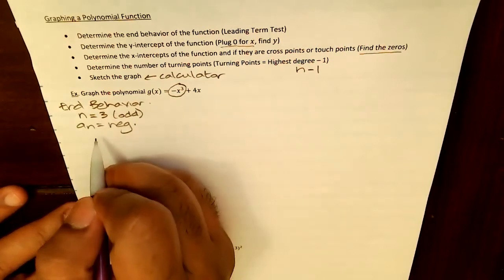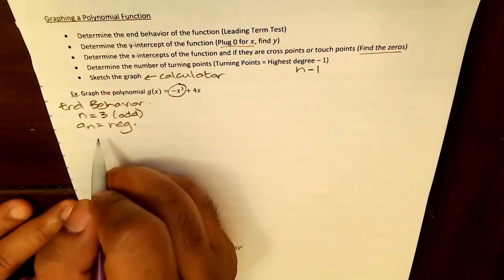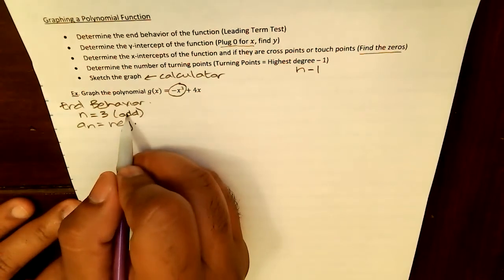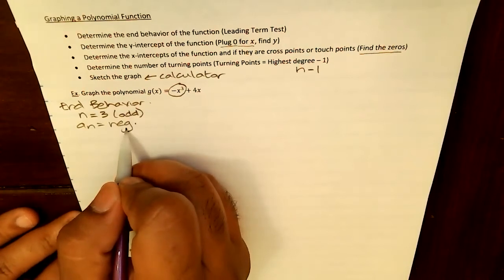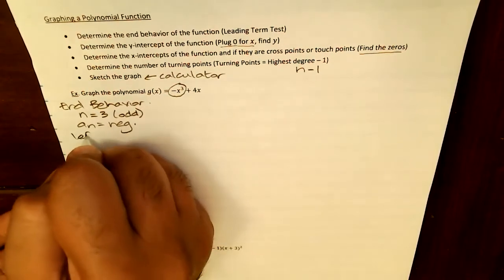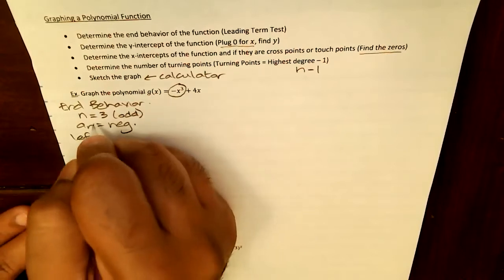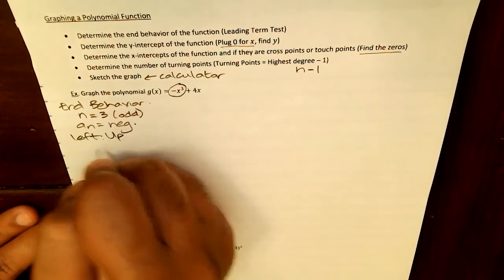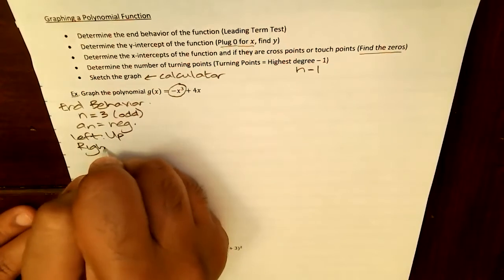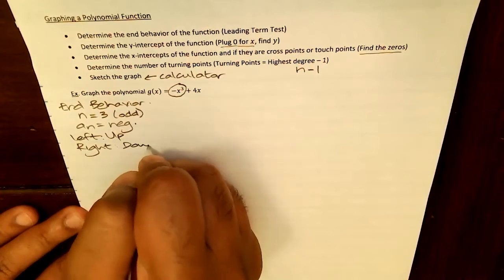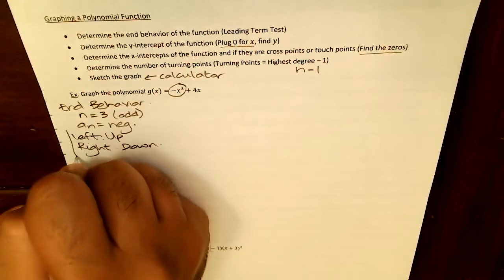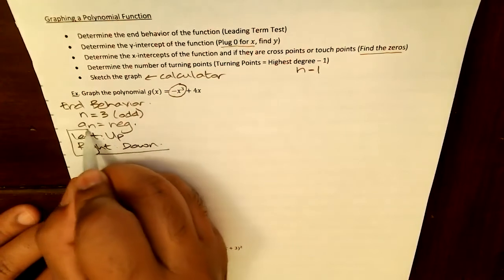So going back to what we discussed at the beginning of this section, if you have an odd power and the number is a negative number, the end behavior will be that on the left, your graph is going to go up, and on the right, your graph is going to go down. This is the end behavior.